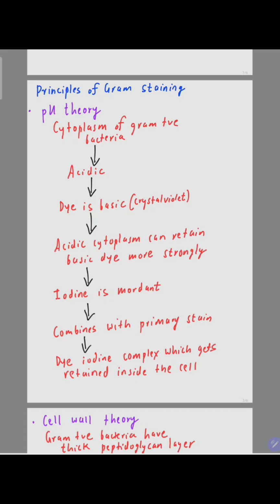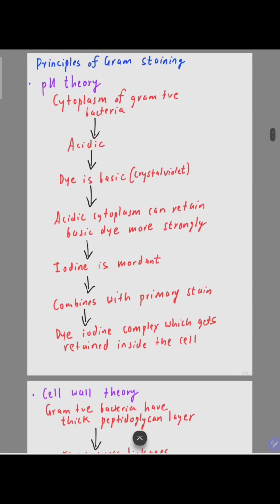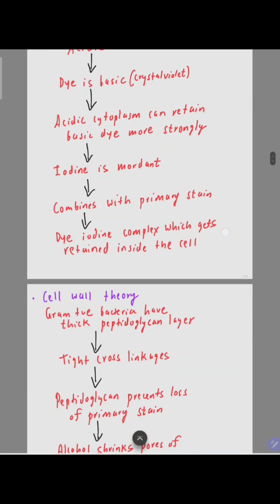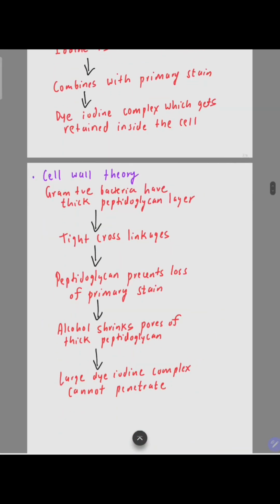So now we'll move on to the cell wall theory. As we already discussed in the previous video about the gram positive and gram negative cell walls, gram positive bacteria have a thicker cell wall. They have a thick peptidoglycan layer, which means tight cross linkages. Because of tight cross linkages, the peptidoglycan prevents loss of the primary stain. And the alcohol which was added shrinks these pores further, making them even smaller. The diiodine complex is larger, so it will not be able to penetrate and go out. This is why the gram positive bacteria retain the primary stain.